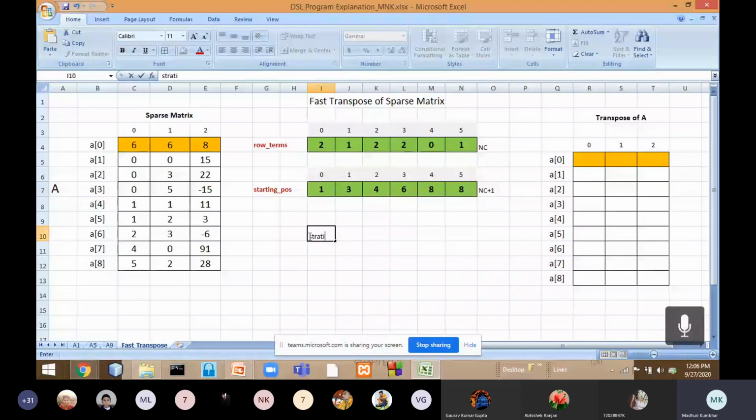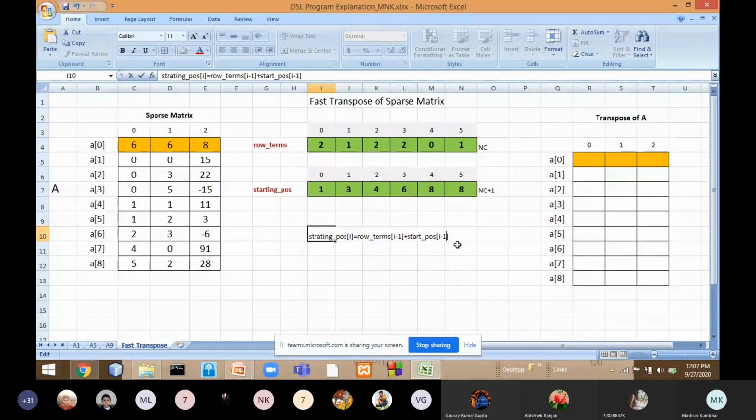Starting position of I will be starting position of I minus 1 plus row terms of I minus 1. Here also minus.